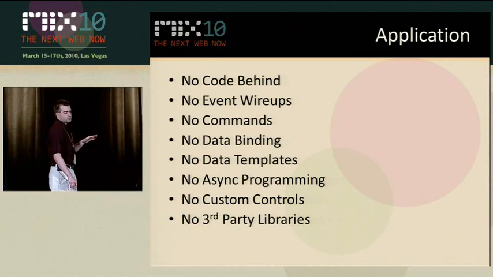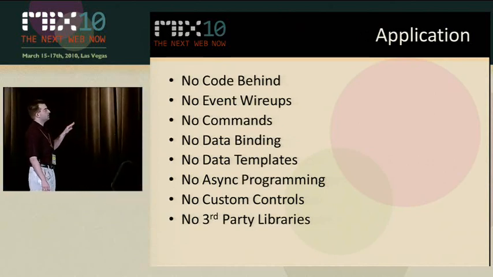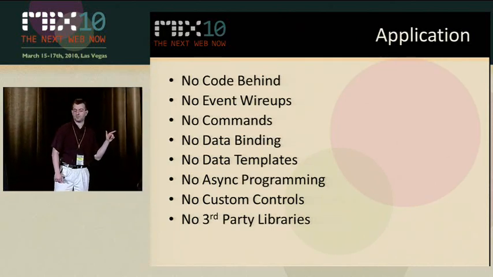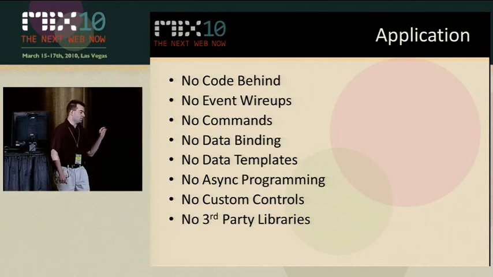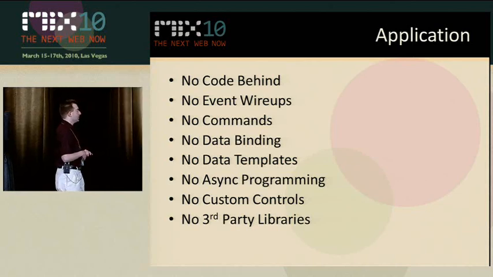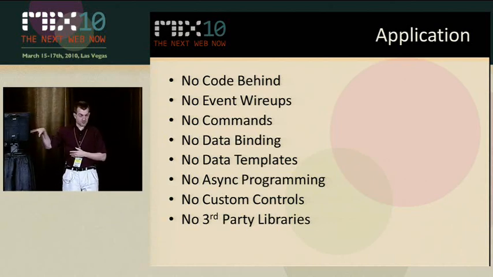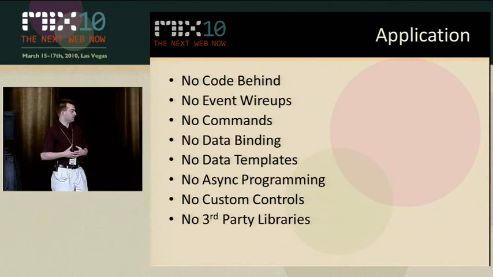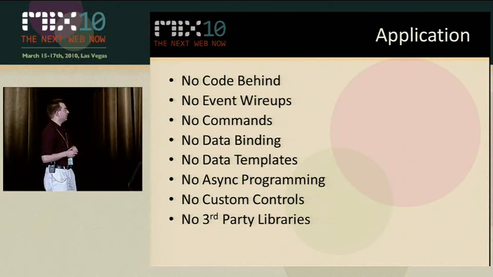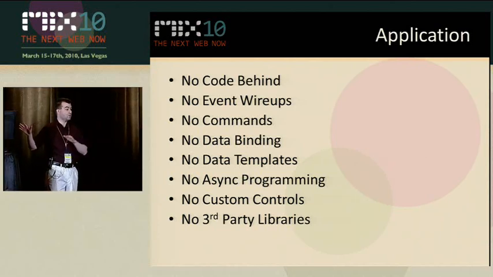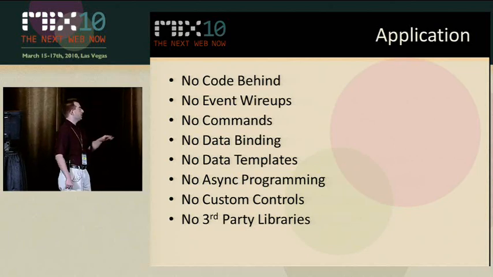The application code for this particular sample has absolutely no code behind, no event wire-ups, no commands, no data binding, no data templates, no async programming, no custom controls, and no third-party libraries. The goal of this framework was to get rid of as much of the goop of MVVM as possible, and to build a very small and compact framework that was specific to this application that would allow me as a developer to move very, very quickly through my task of developing the application. The framework is under 500 lines of code that accomplishes this. All this will be up on my blog as well, the sample and the framework.